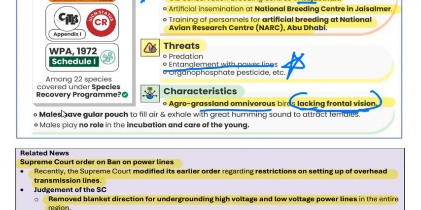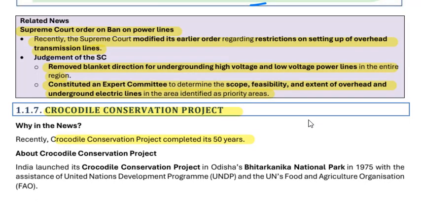Okay, males have a gular pouch to fill air and exhale with a great humping sound to attract females. Males play no role in incubation and care of young. You can see just once. This is important about the Great Indian Bustard.